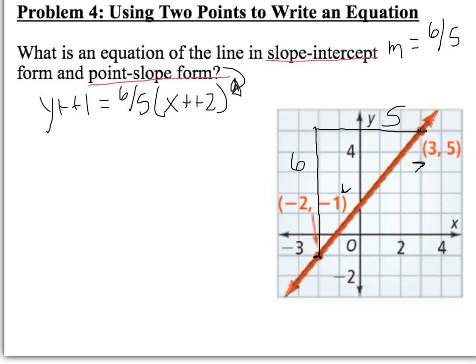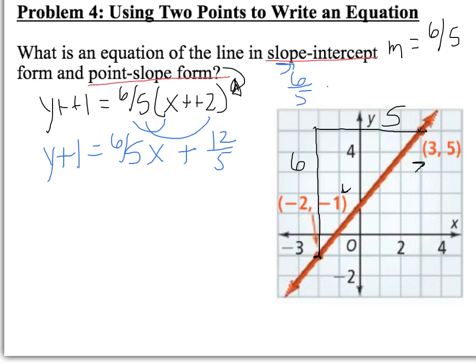It's in point slope form. Now I'm going to use that equation to help solve for slope-intercept. My first step is to distribute my 6/5. So I'm going to have y plus 1 is equal to 6/5 x plus 12/5. How did I get the 12/5? Well, 6 over 5 times 2 over 1, you multiply across. So 6 times 2 is 12, and 5 times 1 is 5. Now I'm going to subtract 1 from both sides of my equation. So y is going to be equal to 6/5 x plus 7/5, and that would be my slope-intercept form.